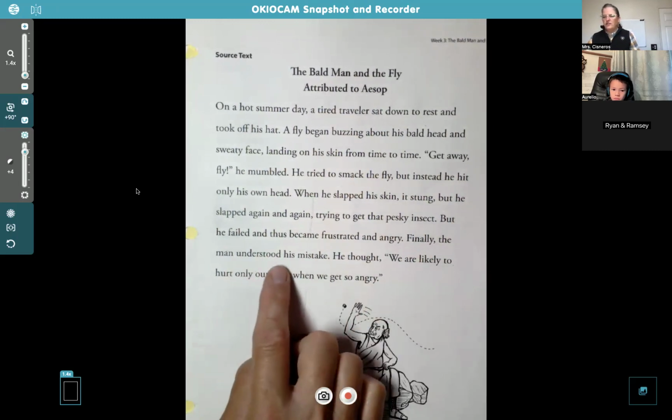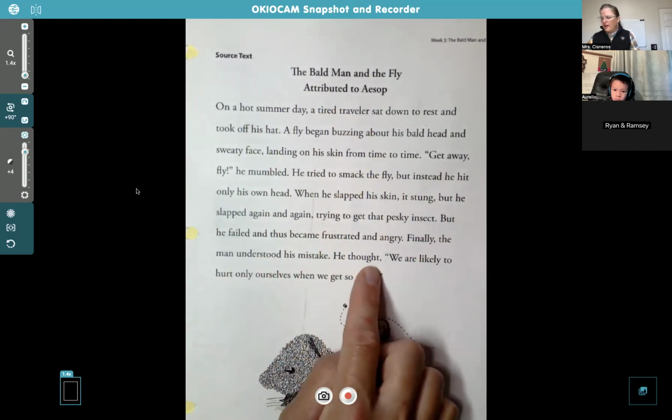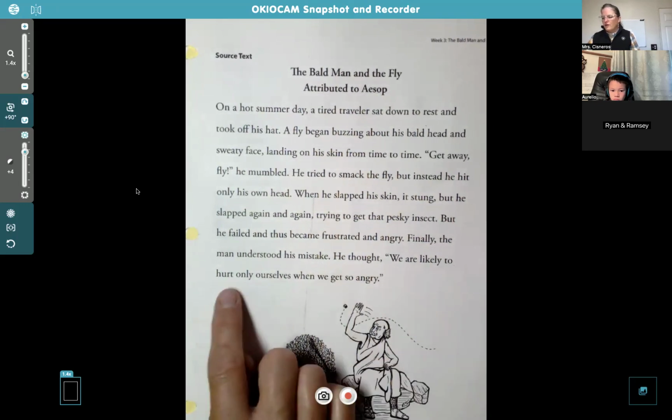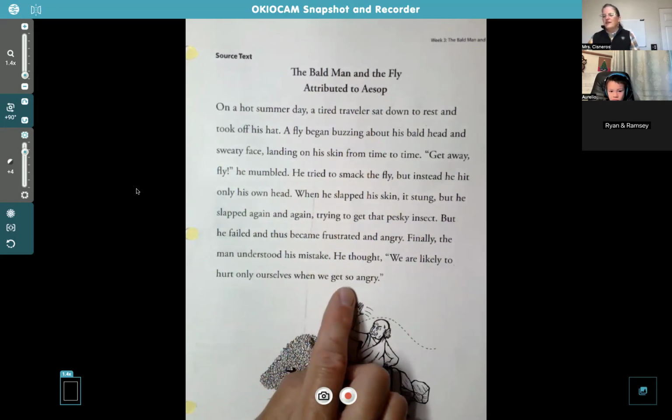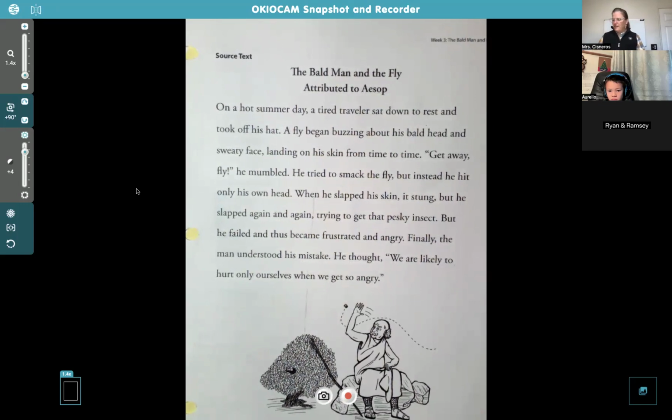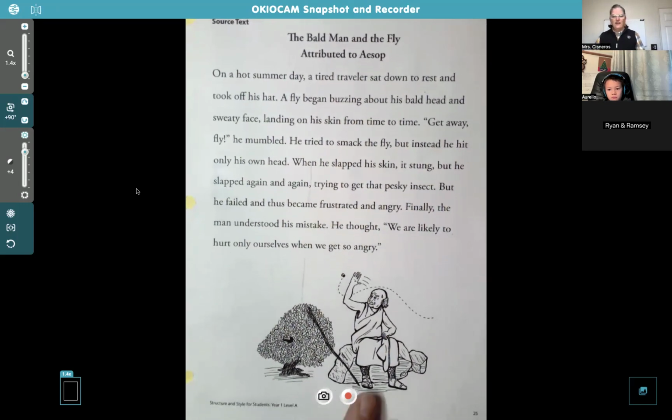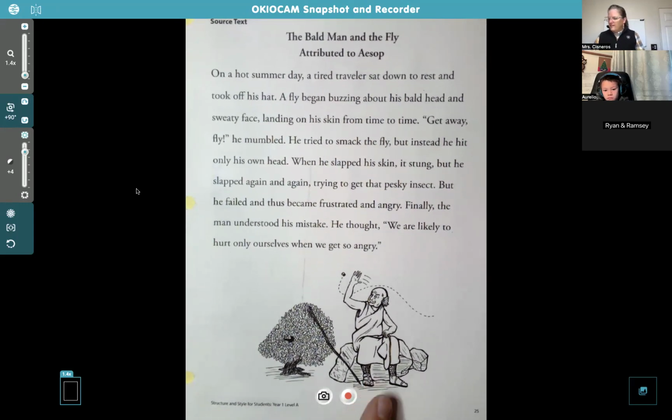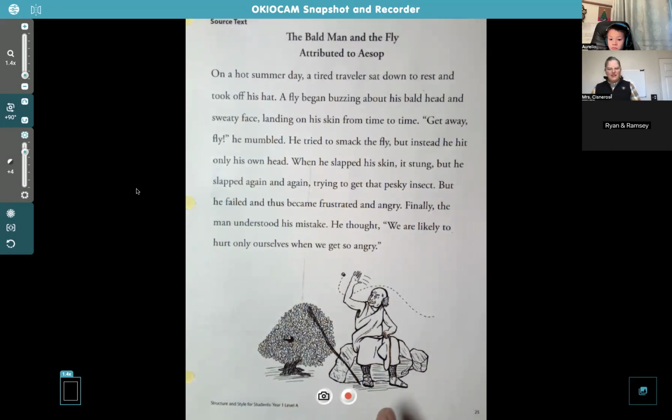Finally, the man understood his mistake. He thought, "We are likely to hurt only ourselves when we get so angry." And here he is, sitting down on the rock. His face is mad, and he's trying to smack that fly, and it just keeps buzzing around his head.